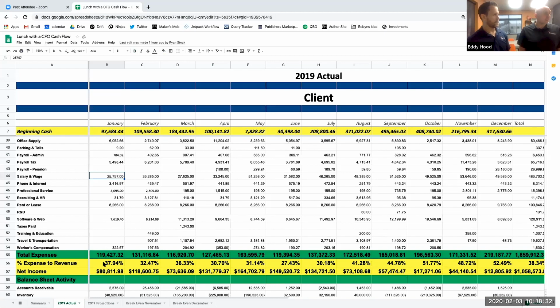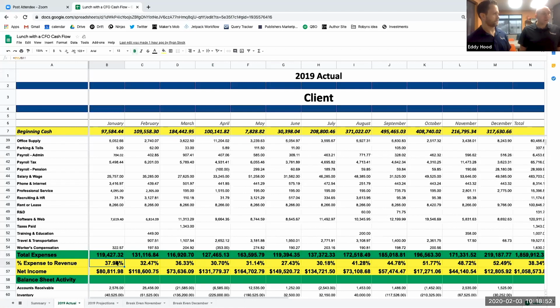Exactly right. So then we come down, and I've highlighted again what the total expense was for the month. That total expense is $119,000. That's how much overhead we have. That's the sum of all these other expenses that we just talked about. Then I come down and I've added a line that says the percentage of expense to revenue.